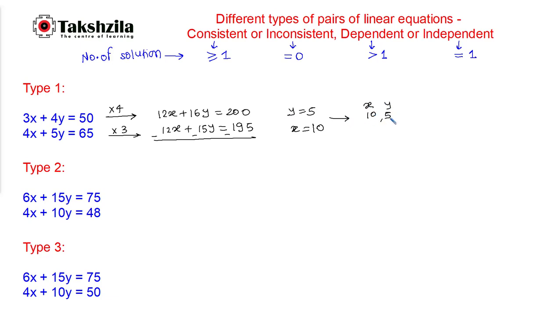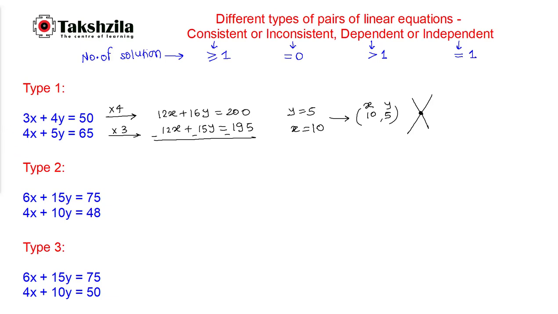So after solving these two linear equations simultaneously, we got x is equal to 10 and y is equal to 5. Now we know that every linear equation represents a straight line on a graph paper. So what is this 10, 5? 10, 5 is the intersection point, the x and y coordinates of their intersection point.